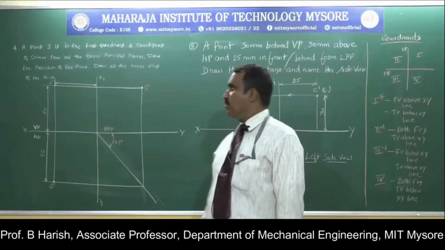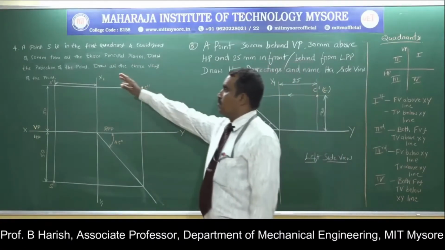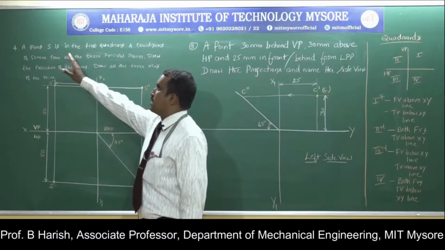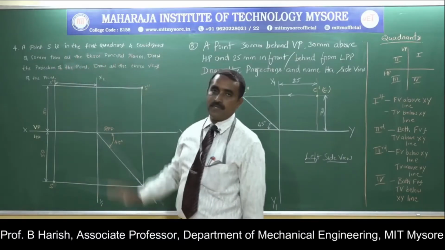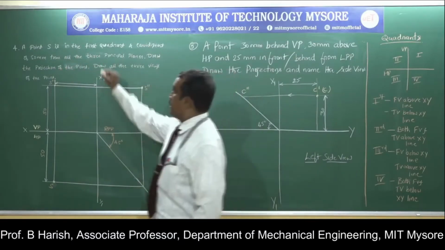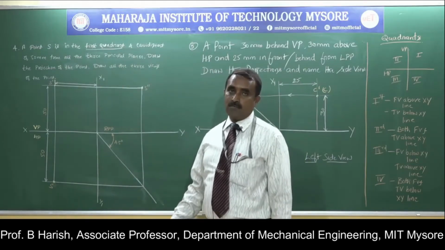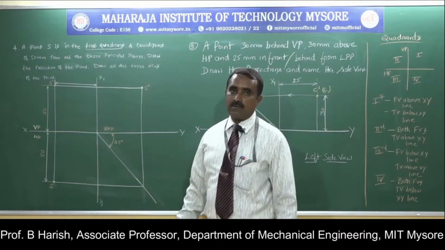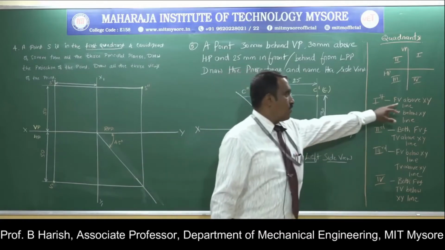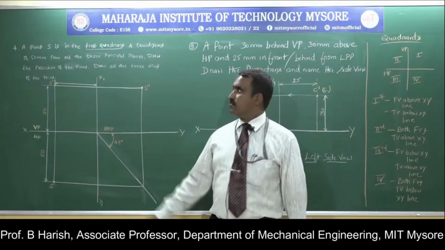So we'll go to one more problem. The problem runs like this: a point S is in the first quadrant. You can observe that the quadrant itself is given in the problem. The problem itself is telling us it is in the first quadrant. In the first quadrant, the front view is above the XY line and the top view is below the XY line.